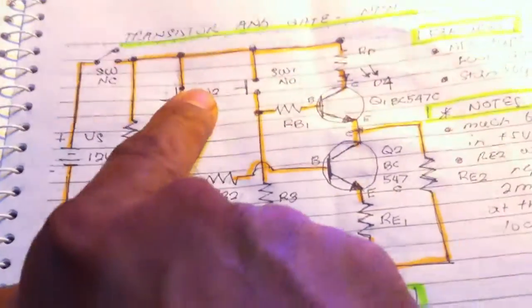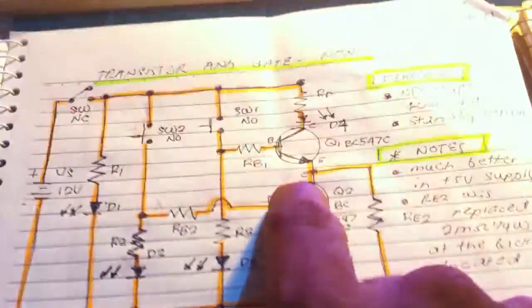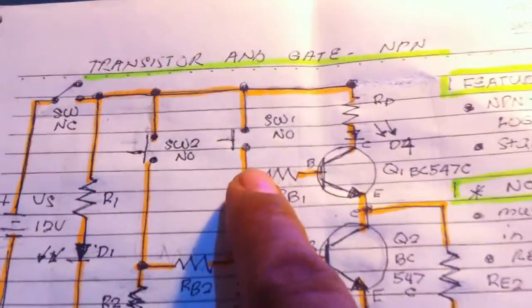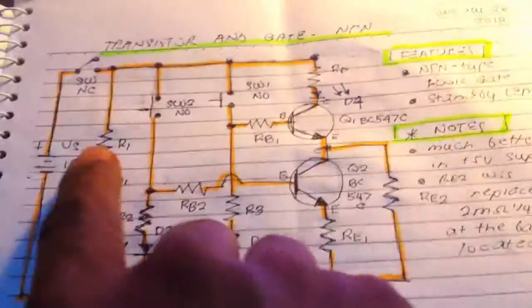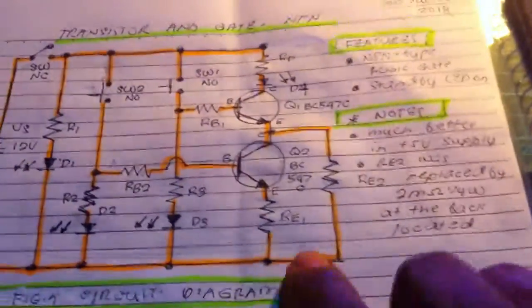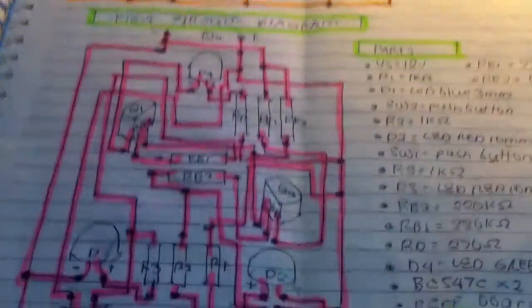So when you push the second button, current flows here but not here, so there's no current flow here because of the open push button, an open circuit. The transistor is off. When you push both buttons, current flows directly to the ground. This one is a bias resistor, and this one is to prevent leakage current. And so that is the operation of the AND gate.